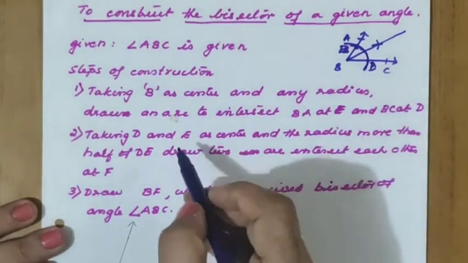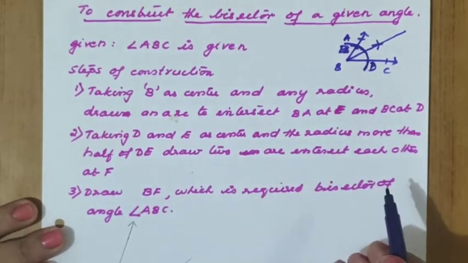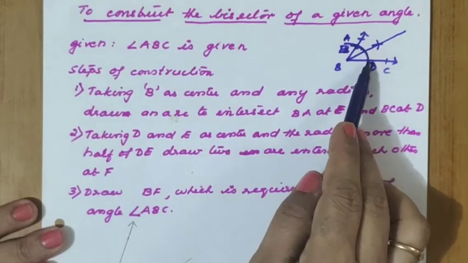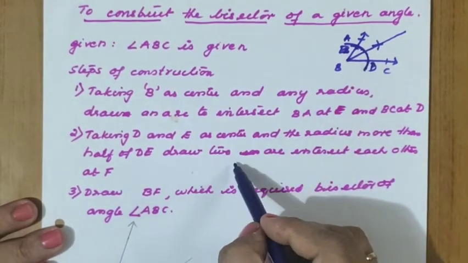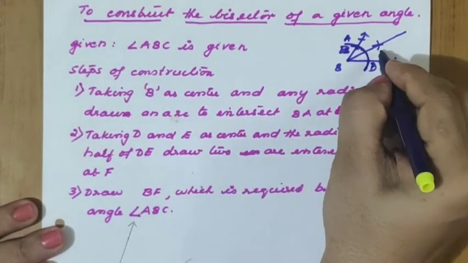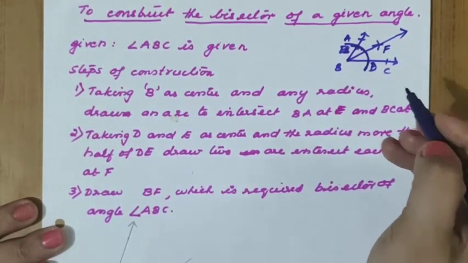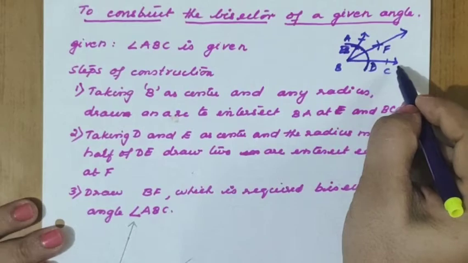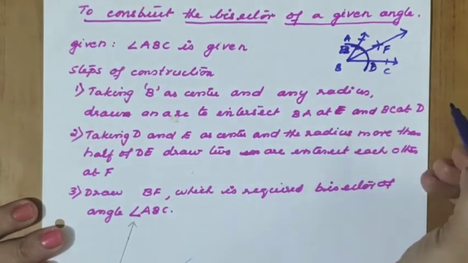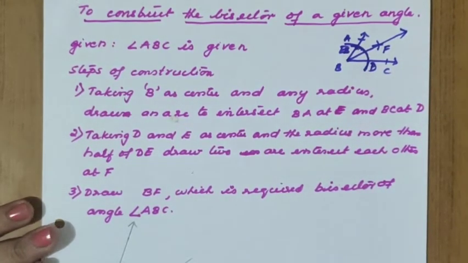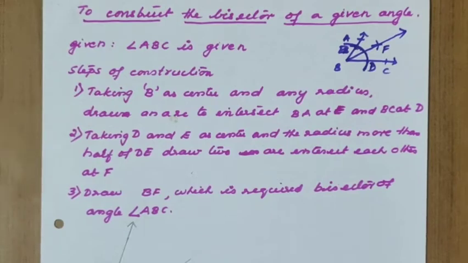Now what is the next step? D and E as centers, with a radius more than half of DE, we have to draw arcs which intersect at F. Now BF is the required angle bisector. That means whatever angle is here, it will be bisected equally. We have got the three steps now. Let us see the construction.